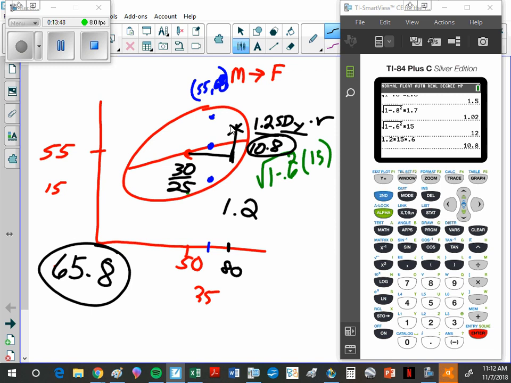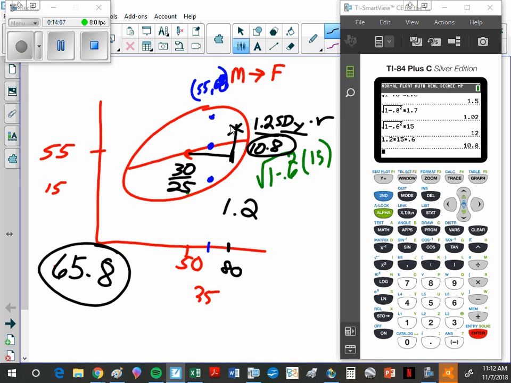Oh, well, the SD did affect it, but mostly it's the R value. That R value is not very strong, and that's what brings it down. But you're right, the SD does bring it down too, because the SDY is smaller. Okay. This prediction is likely to be off by how much?